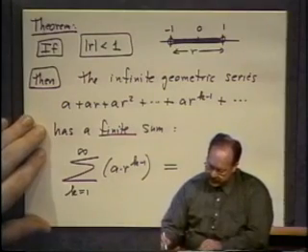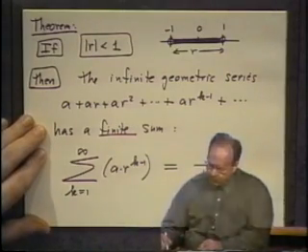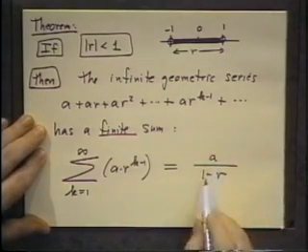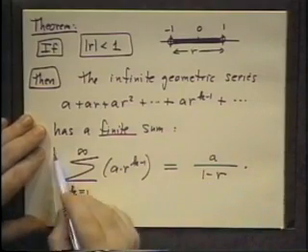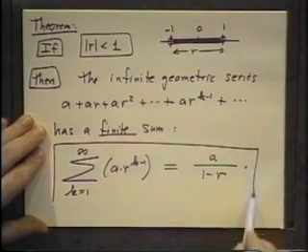What does this equal to? It turns out to be equal to a over 1 minus r. The first term over 1 minus the common ratio. And that is what you want to remember from this theorem.